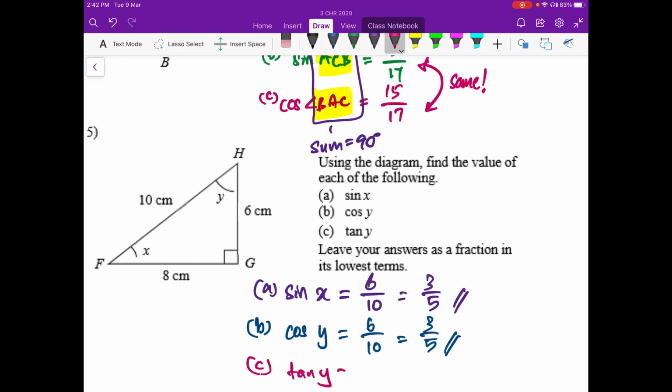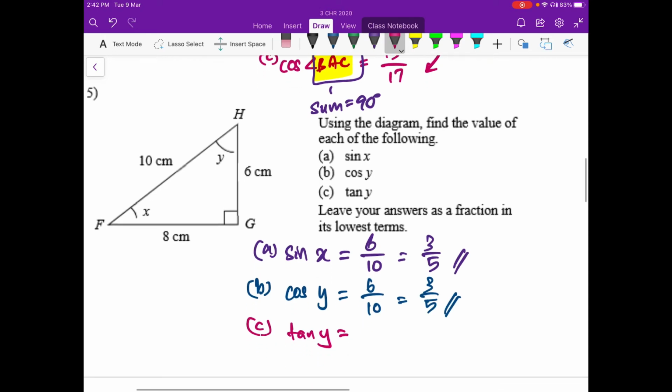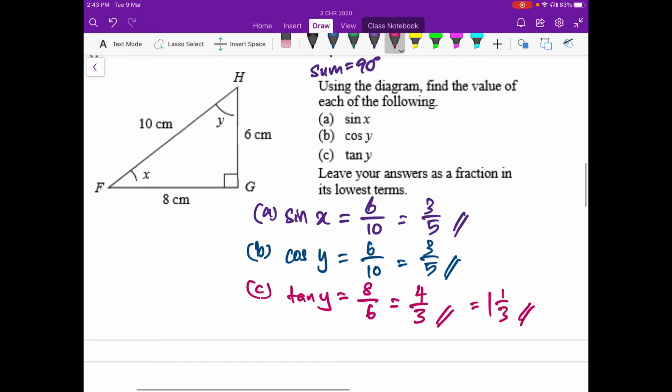Yes. Tangent y: opposite 8 over adjacent 6. So 4 over 3, which is 1 and 1 over 3. Same. Next page.